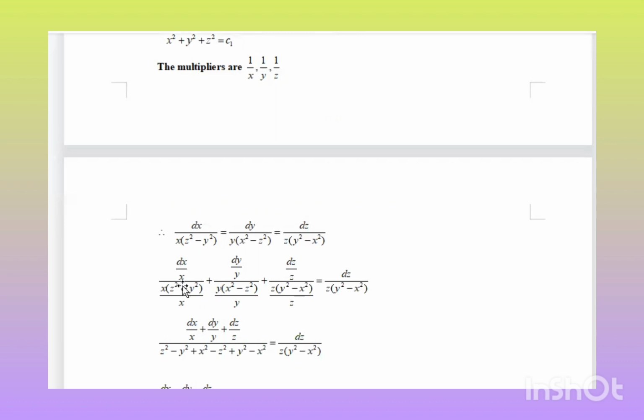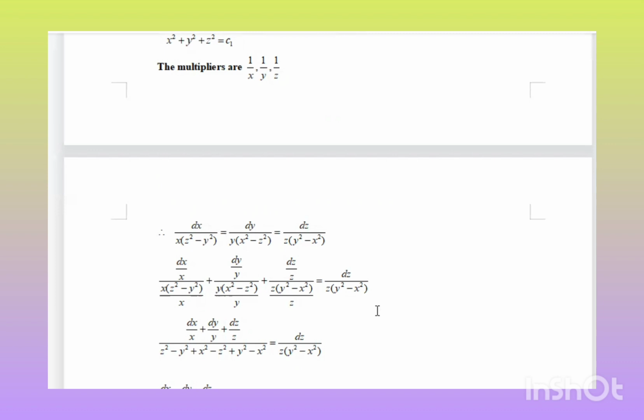So (dx/x + dy/y + dz/z) divided by [x(z² − y²)/x + y(x² − z²)/y + z(y² − x²)/z], which is equal to any one of the terms you can write here.